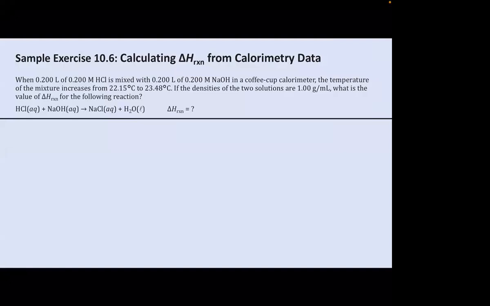The temperature of the mixture increases 22.15 to 23.18, so you know your delta T. If the densities of the two solutions are 1 gram per mil, the reason you need to know the densities is because you've got a volume, and you're going to need it in mass. What is the value of delta H for the reaction? And that's just your basic neutralization reaction. Acid plus base gives us a salt and water.